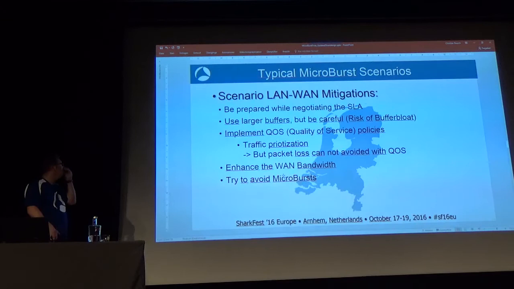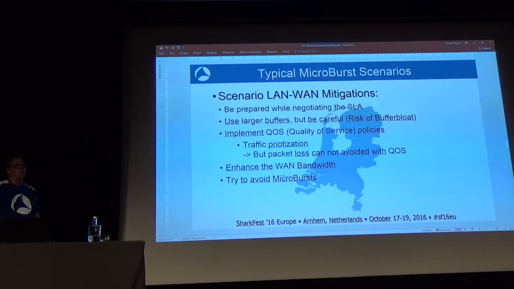You can also implement some quality of service policies for the traffic, so that at least your most important traffic can make it over the line. But packet loss cannot be avoided with QoS. You can only prioritize the traffic. You can say, okay, my most important application must go over the WAN link. And as we have seen, you can upscale your WAN link. That's always possible, but it's expensive too.